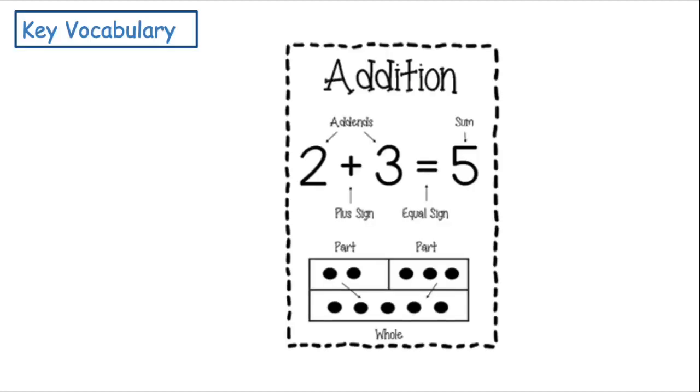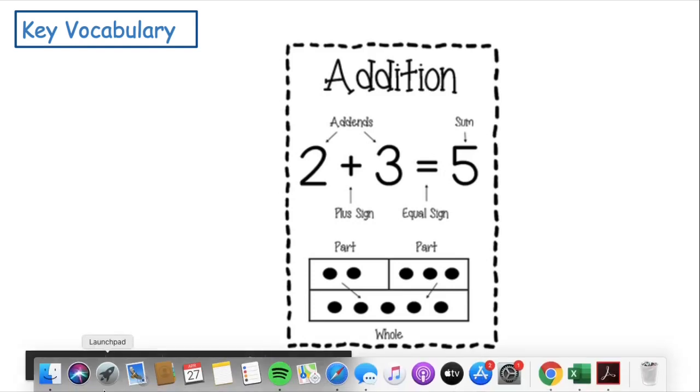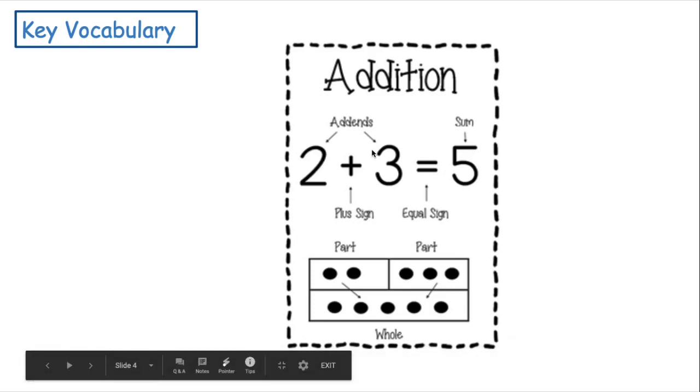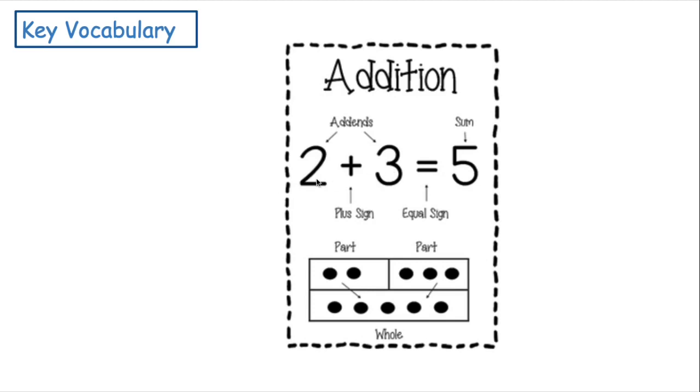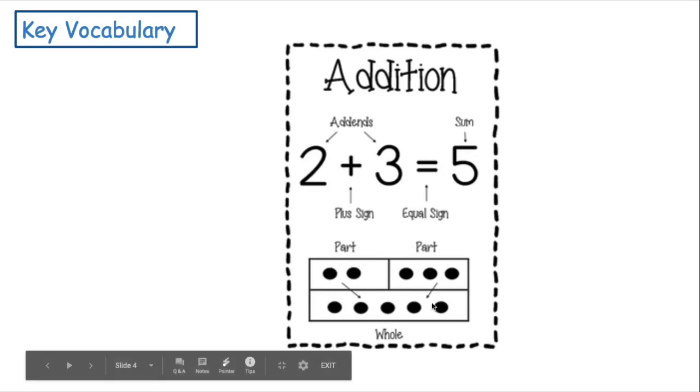Some key vocabulary that we need to know would be an addend, which would be right here. So a blank plus a blank, those would be our addends. You could also think of them as parts. Part plus part. And then our sum would be our whole number, or what our two parts would equal. So you can think of it as part, part, whole. Our addends would be our parts, and our whole number would be our sum.